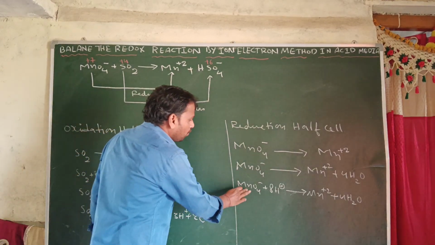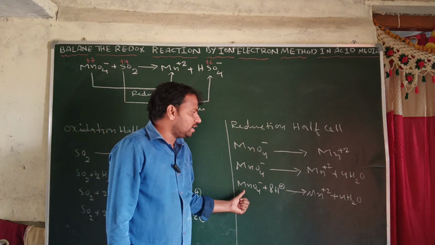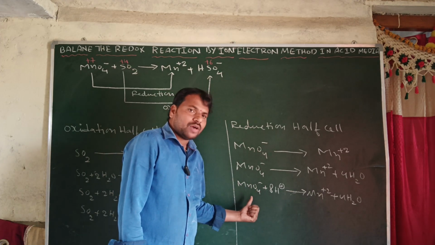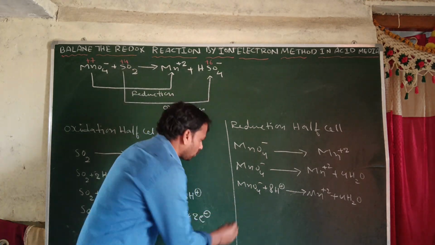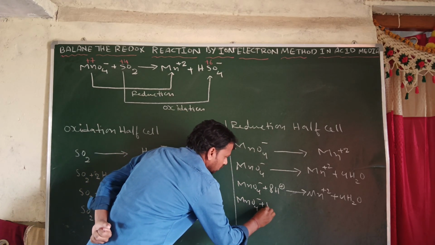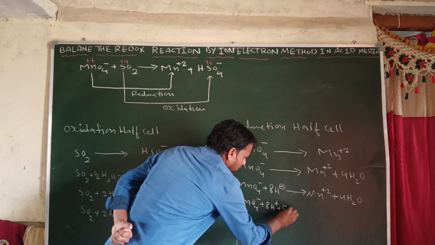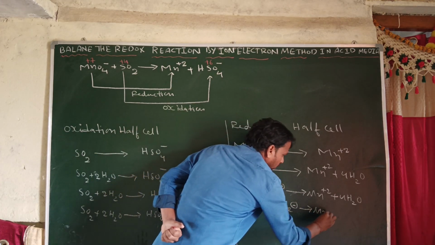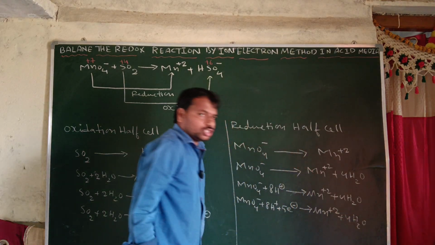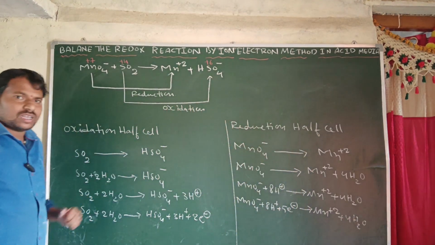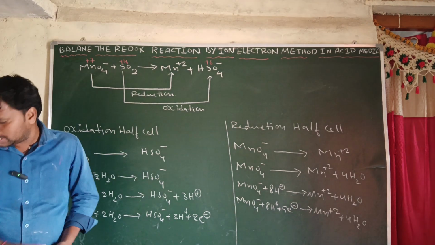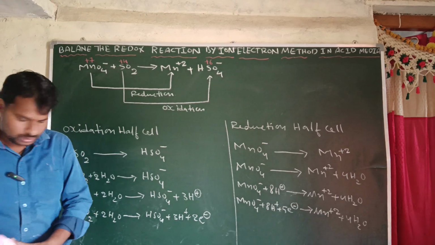Same here with manganese: this side is 18 electrons, that side 23 electrons, so there is a lack of 5 electrons at this side. So we should write MnO4 minus plus 8H plus plus 5 electrons gives rise to Mn2+ plus 4H2O. This is the balancing of electrons. Next, we can balance the charges.